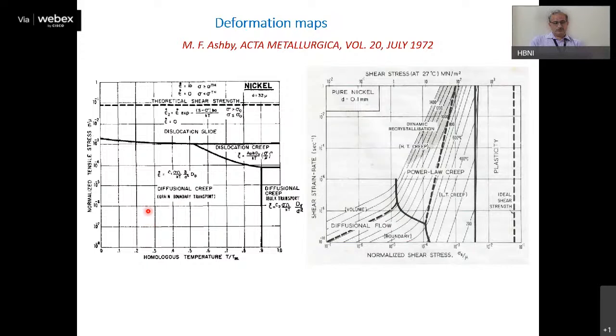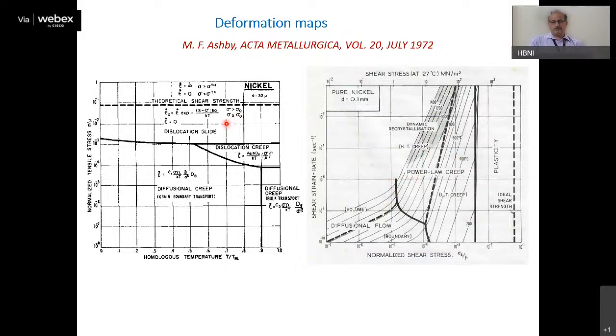But if you go to very high stresses, high shear stresses, then in that case, dislocation glide is the dominant player, which basically decides this plastic deformation. And in between, at higher temperature and higher stress, you have dislocation creep also that occurs, and which leads to the plastic deformation. In case of strain rate versus normalized shear stress map, you can see here also there are different mechanisms in which plastic deformation happens in different regions.